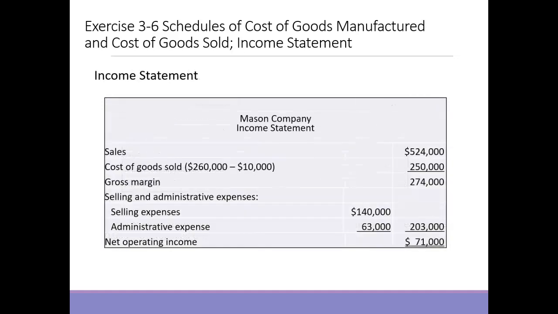The income statement will then take our sales, minus the cost of goods sold gives us our gross margin. We take our selling and admin costs to come up with our net operating income. So what's helpful here is to be aware of what our period costs and what our product costs are. Okay?